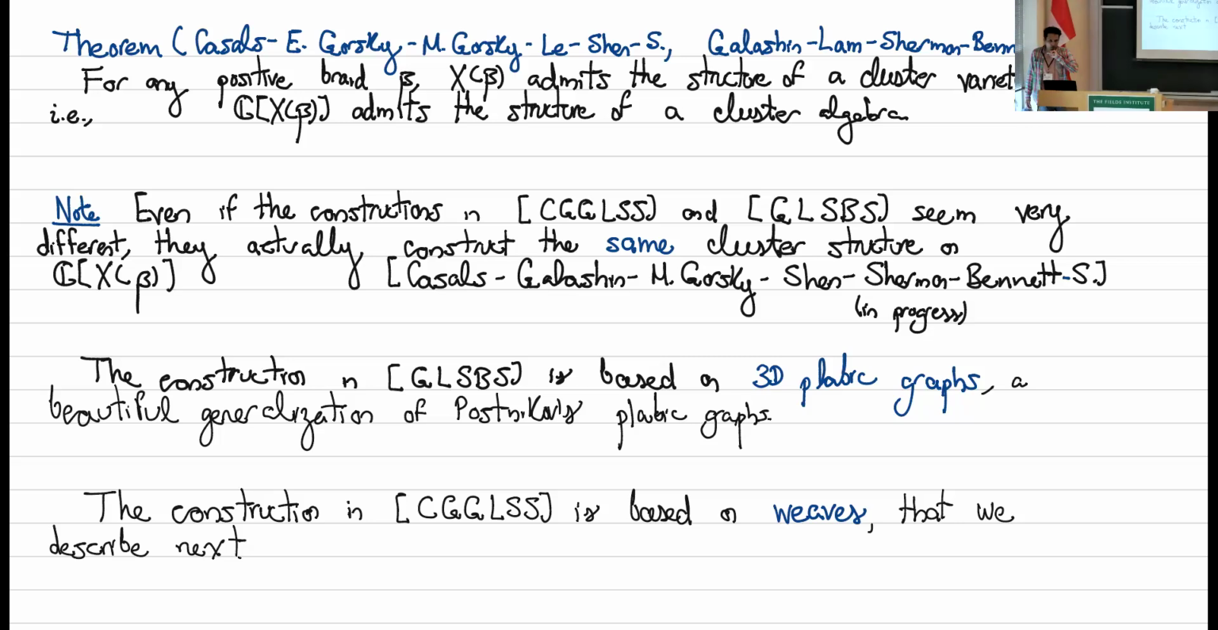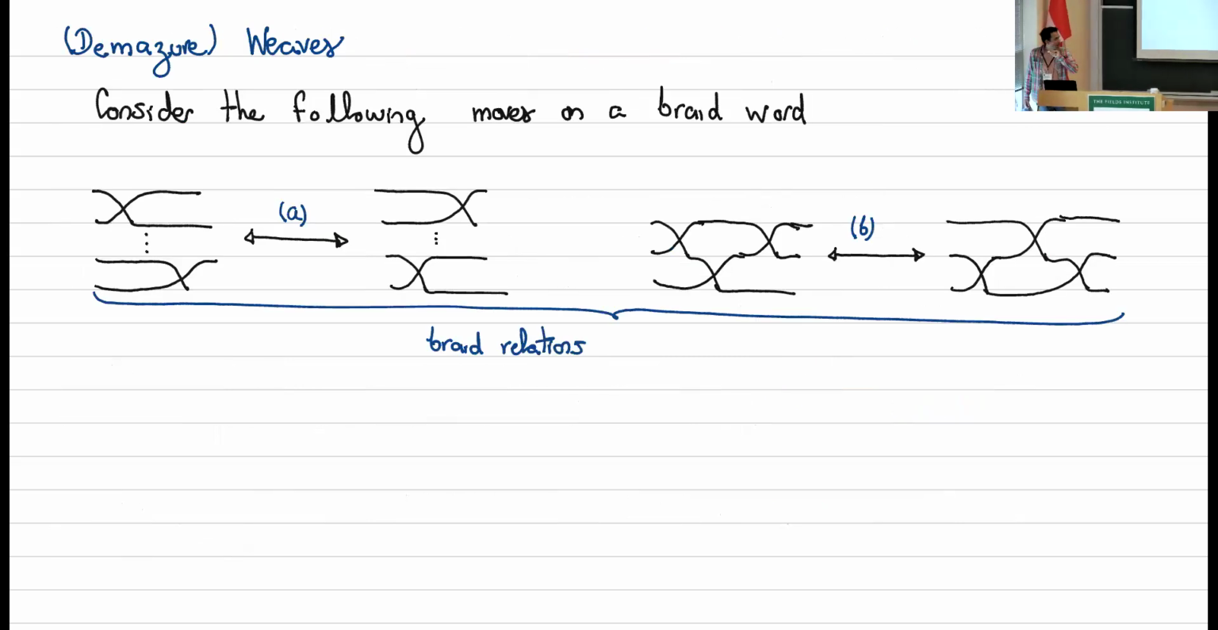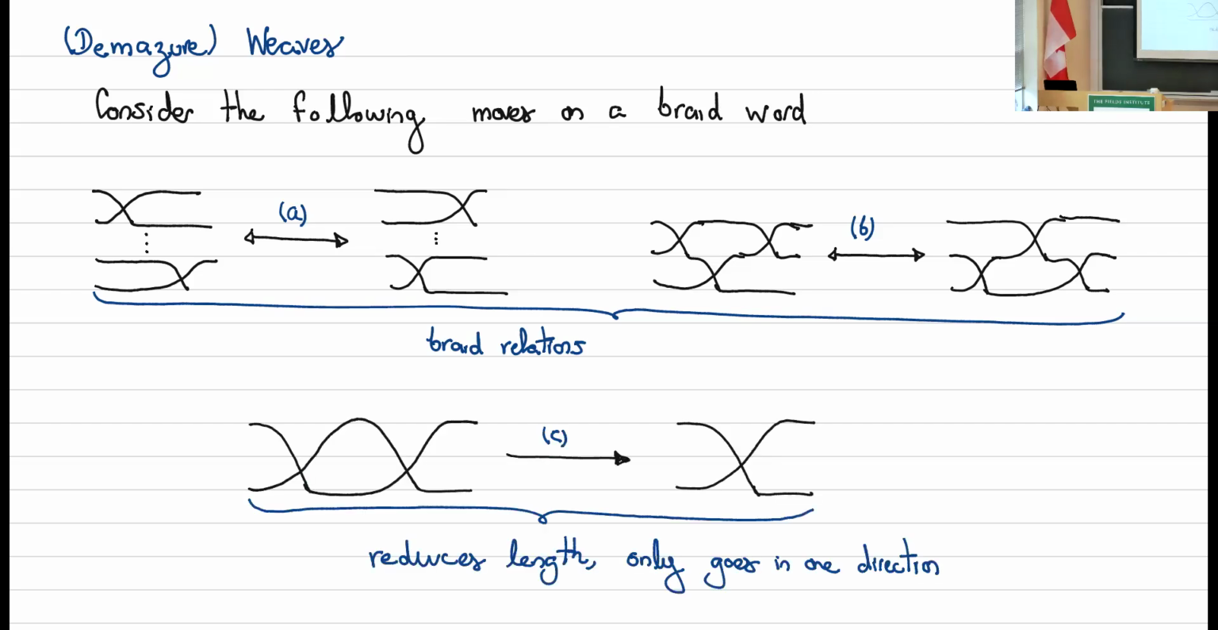So let me tell you then what weaves are. So I'm going to consider 3 moves on a braid word. 2 of them are just the braid relations, okay? And these give you isomorphisms between braid varieties, canonical ones. The last one is a bit more complicated. It just takes 2 consecutive crossings and collapses this region. Okay? So it takes sigma i, sigma i to just sigma i. Okay? And this reduces the length of a braid word. And I only want to consider this move oriented from this longer braid word to the shorter braid word. Okay?